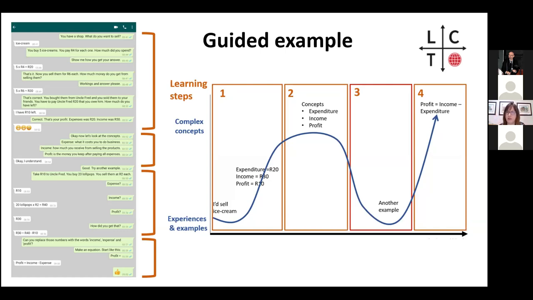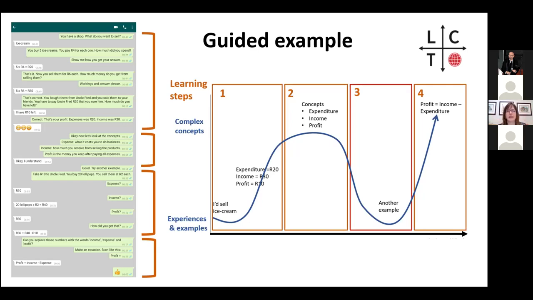It introduced the complex concepts. It then took them to another example. And then it built up complexity by asking the learner to think about the relationship between profit, income, and expenditure. In other words, a perfect semantic wave with up parts, with down parts, with high parts, with low parts.